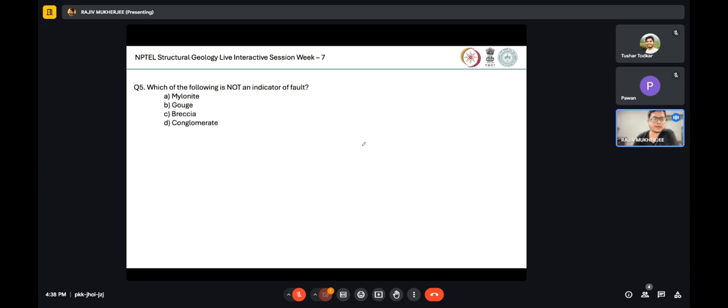Okay, so moving on to the next question. Which of the following is not an indicator of fault? Mylonite, gouge, breccia, and conglomerate. Conglomerate. Are you sure?